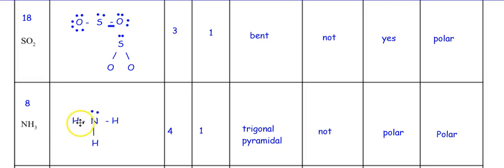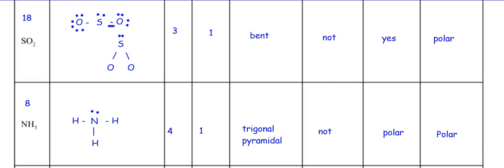I have 4 electron groups. I have 3 bonds and 1 lone pair. Add those together, got 4, but one of them is a lone pair. So this becomes trigonal pyramidal. It starts off as tetrahedral, erase a bond, put a lone pair in, and now I have a trigonal pyramidal. It is not symmetrical. I see a big 4, it's nitrogen, so the whole bond is polar. How about the next one?